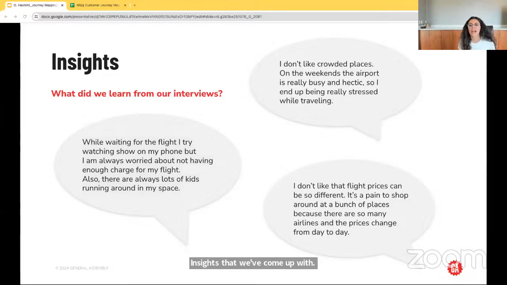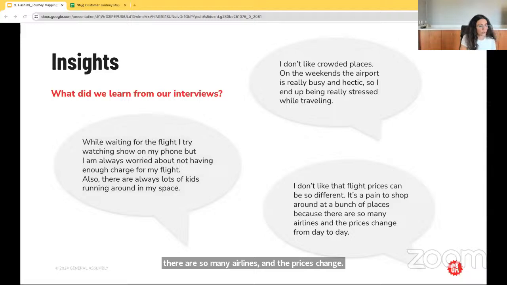While waiting for the flight, I try watching the show on my phone, but I'm always worried about not having enough charge for my flight. Also, there are always lots of kids running around in my space. Another insight: I don't like crowded places. On the weekends, the airport is really busy and hectic, so I end up being really stressed while traveling. I don't like that flight prices can be so different. It's a pain to shop around at a bunch of places because there are so many airlines and the prices change from day to day.